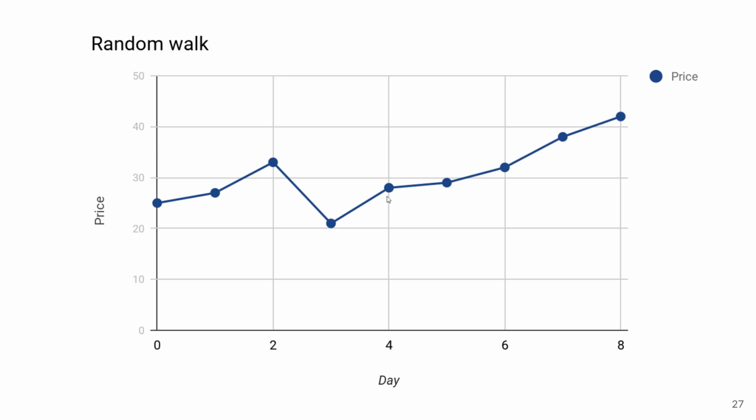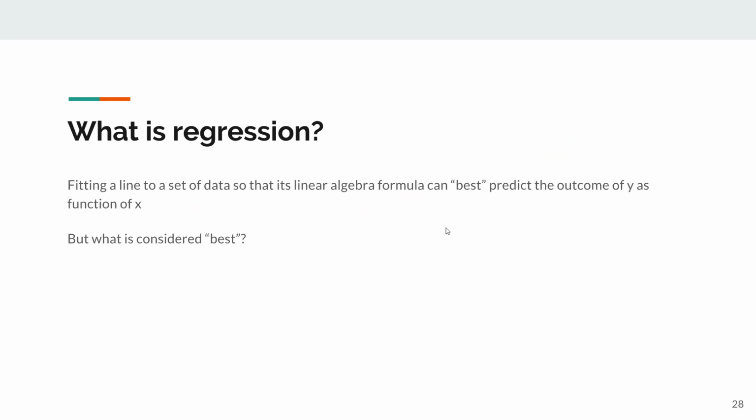So can we derive an algebraic equation for these data points and this up and down volatility? We can't do that directly, so what we can try to do is produce a line that gives us an estimation. So for every x, it might give us an estimated y. Let's redefine regression as fitting a line to a set of data points so that its linear algebra formula can best predict the outcome of y as a function of x.